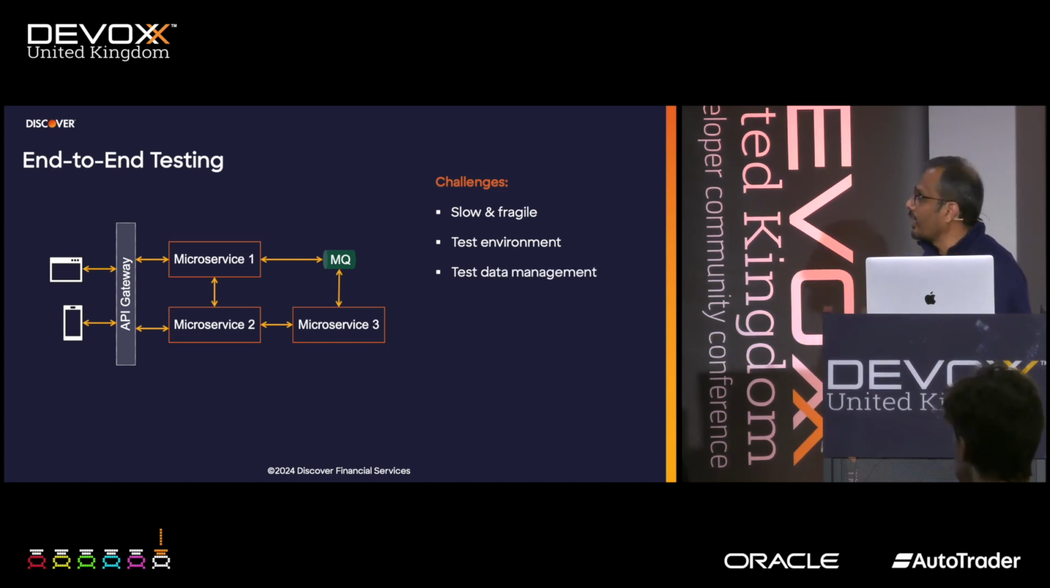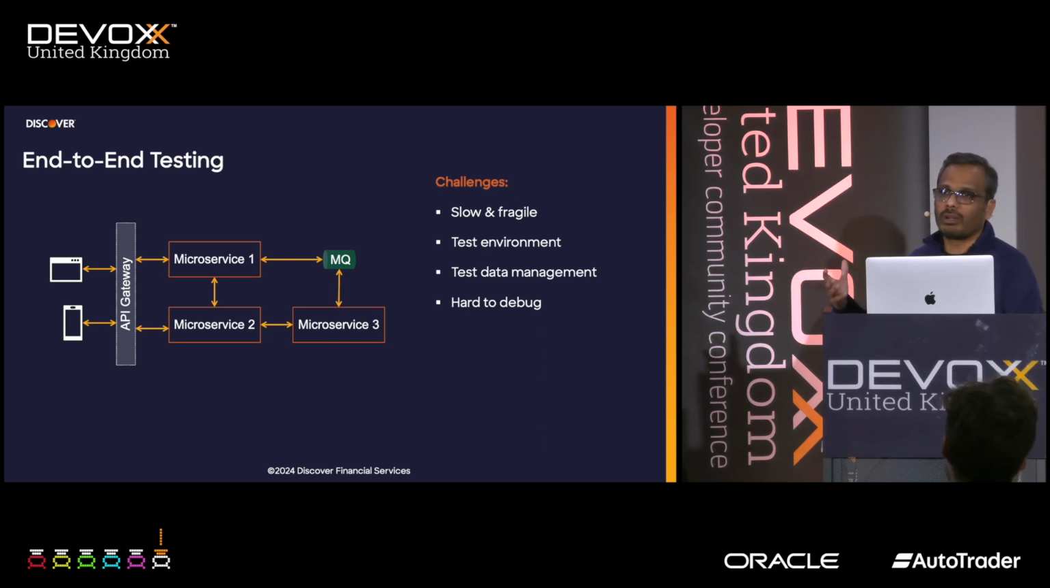Then test data management can become very complex when it comes to end-to-end testing. And it's hard to debug when something fails, what has failed, where it's failed. You might be spending a lot of time trying to figure out if it's an environment issue or a data issue or an application issue or a test issue. You get the picture.